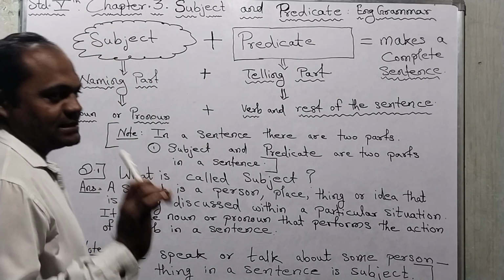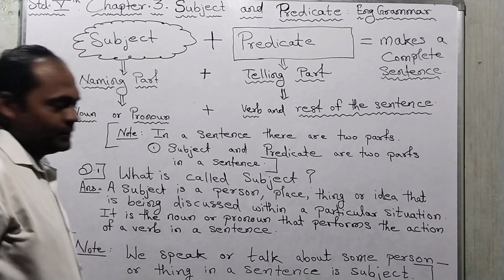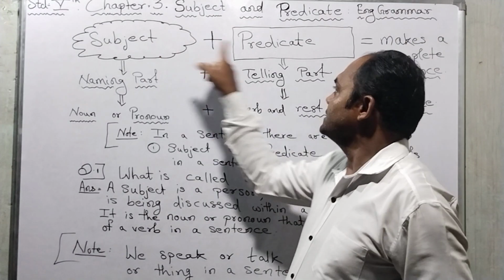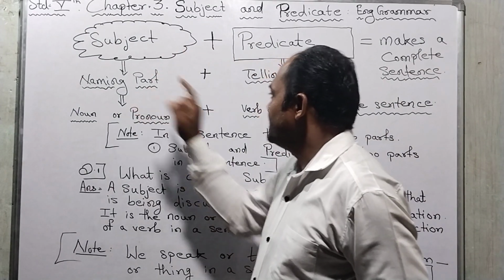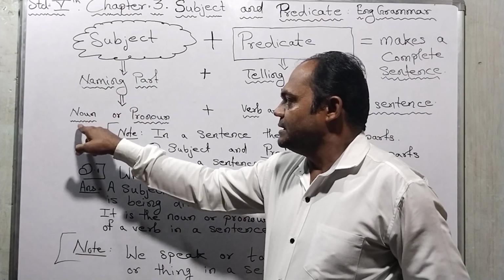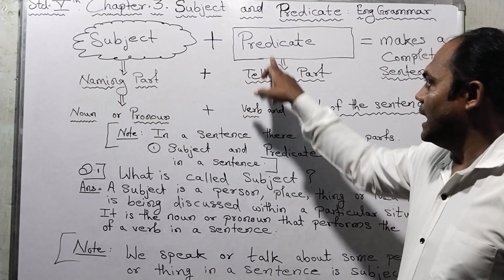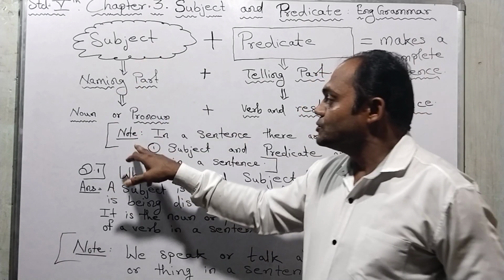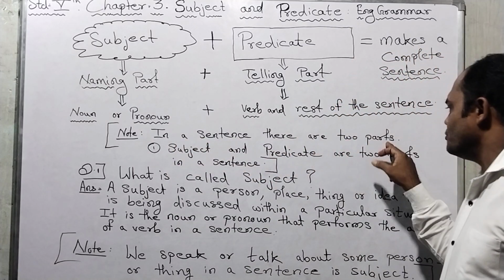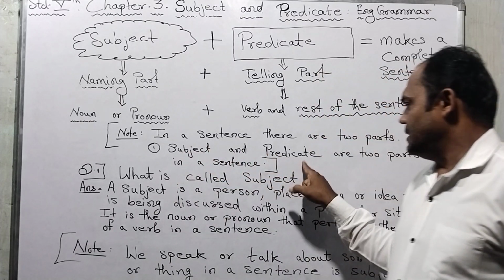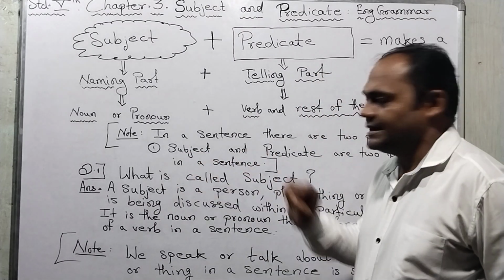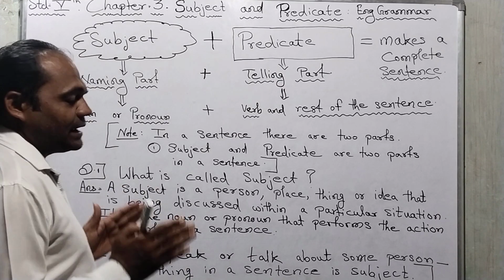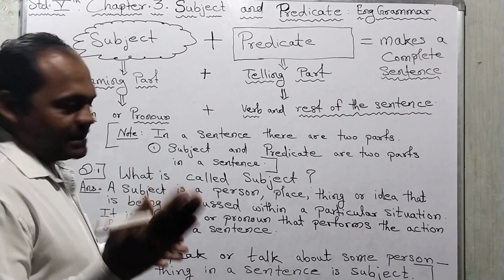Understandable? Okay. Let's see. Note, this is the important one. In a sentence there are two parts, that means subject and predicate. In those two parts, naming part and telling part, in the subject naming part it has noun and pronoun, and in the predicate telling part, verb and rest of the sentence. So right now we will understand the subject. A subject and predicate are the two parts in a sentence. Clear? So students, first we will get a clear concept of subject, then we will do the predicate.